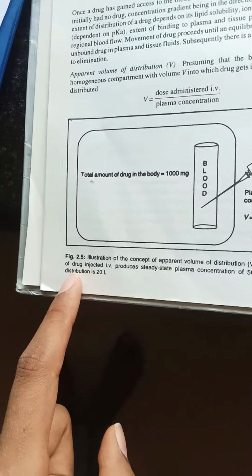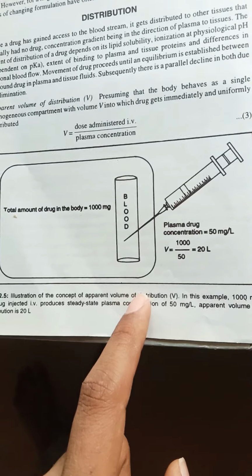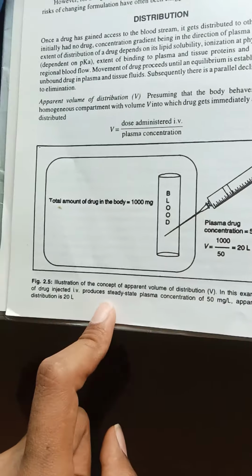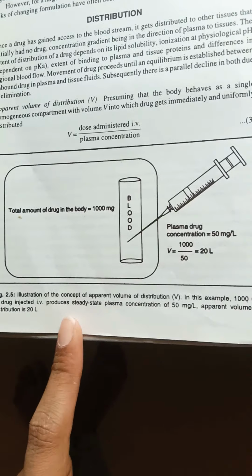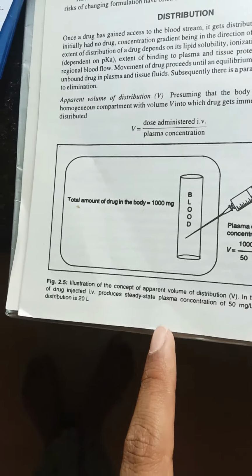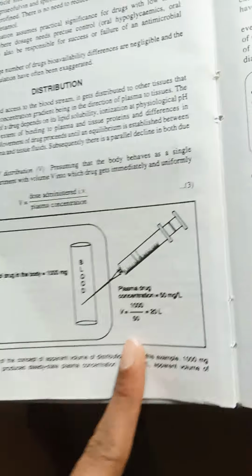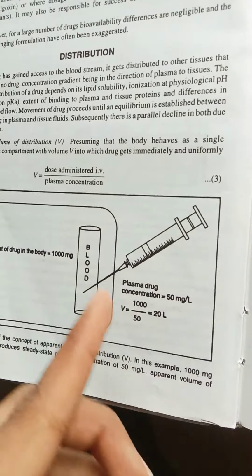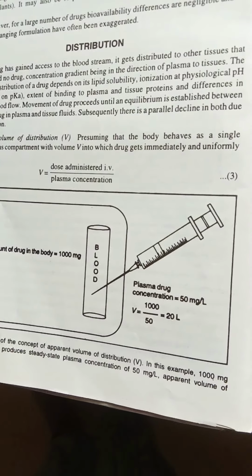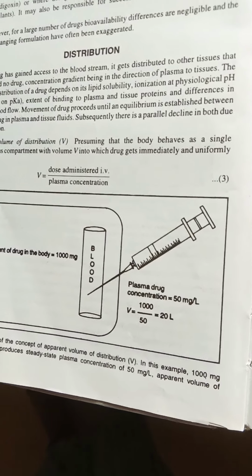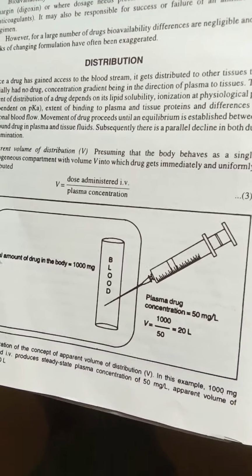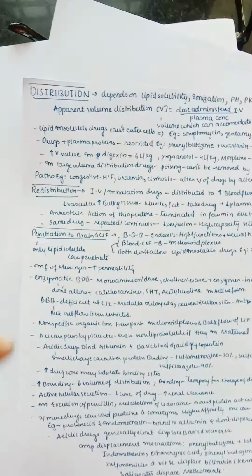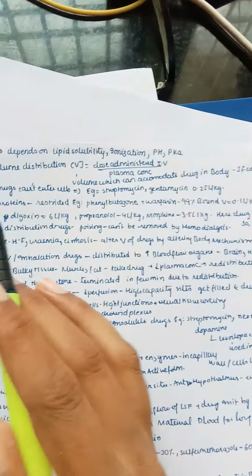So this illustration of the concept of apparent volume of distribution in this example produces a steady state plasma concentration of 50 and the apparent volume of distribution is 20. So now we can say that 20 liters of the drug is distributed into the body. Actually this is inappropriate, because how can we say 20 liters is in our body, but it gives a value of how much distribution is going to take place in our body.